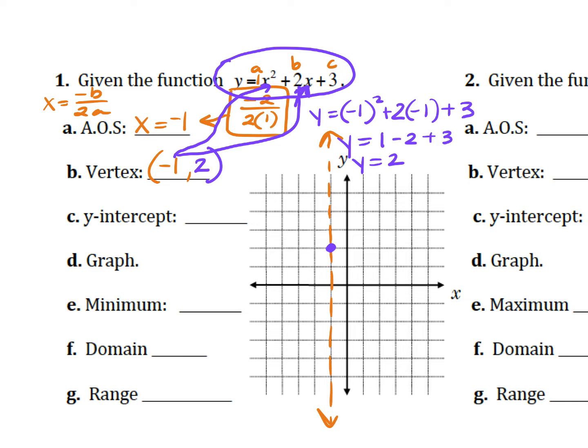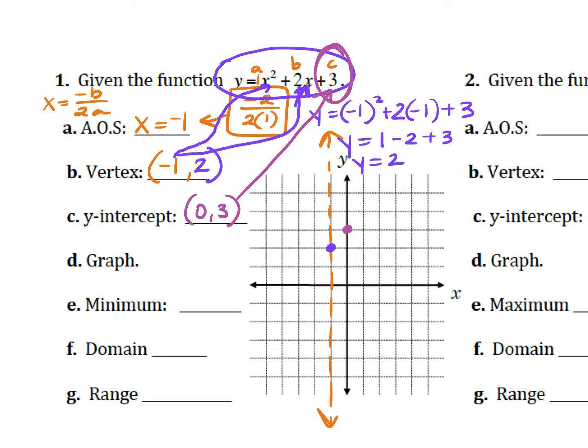Your a value is 1, right? It's still the same a value. So what you're going to do then, well, before I even talk you through that, what's your y-intercept? 3. It's always this number, okay? Your y-intercept is always your c value. So 0, 3 is your y-intercept, 1, 2, 3.